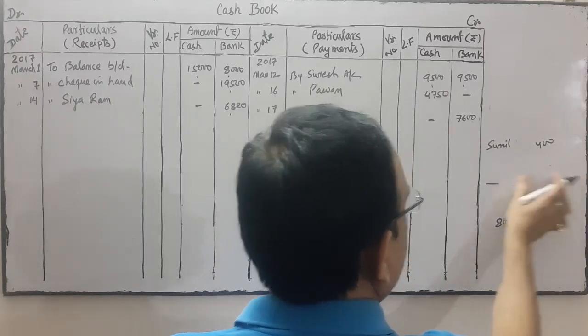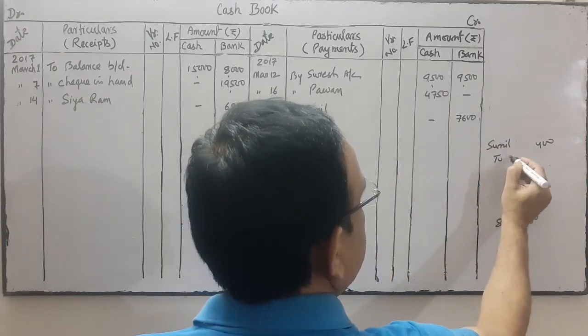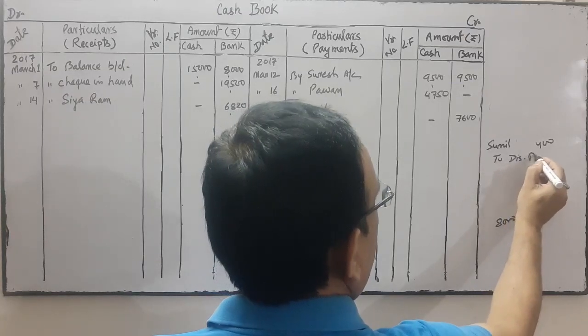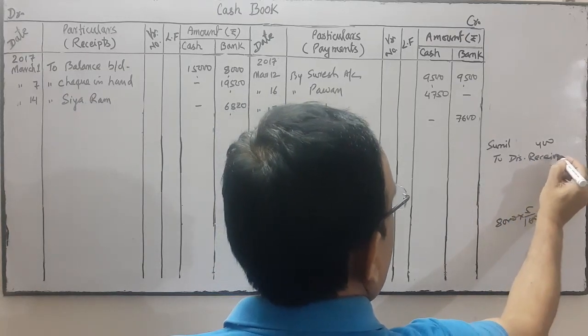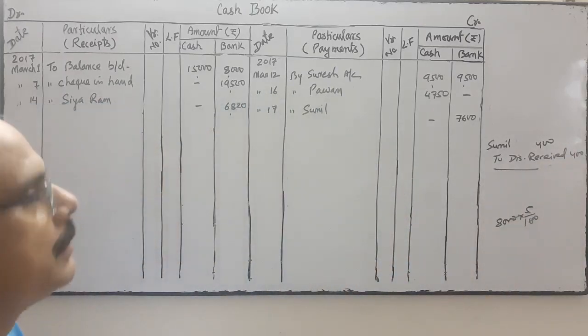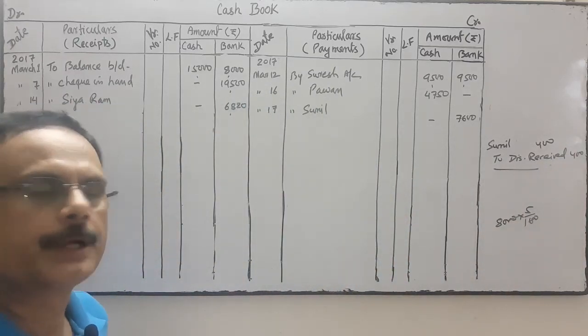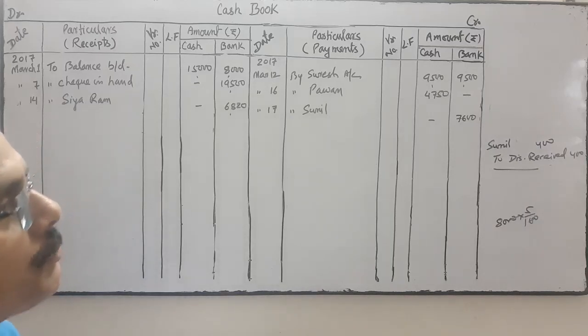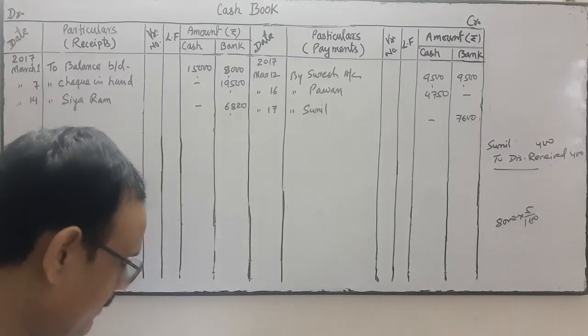to discount received, will be recorded by us in the journal proper. We record that one in the journal proper: Sunil account debit to discount received.